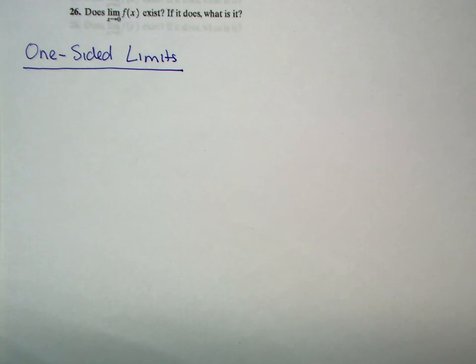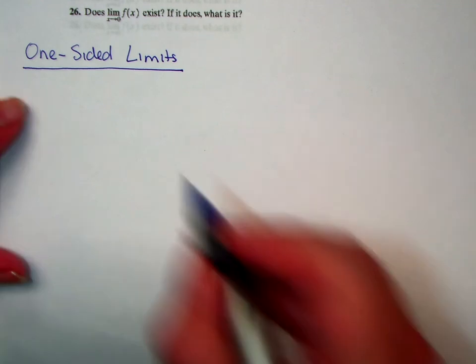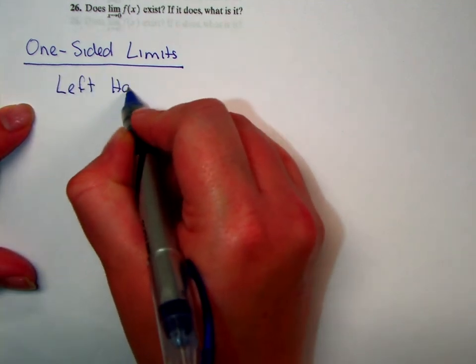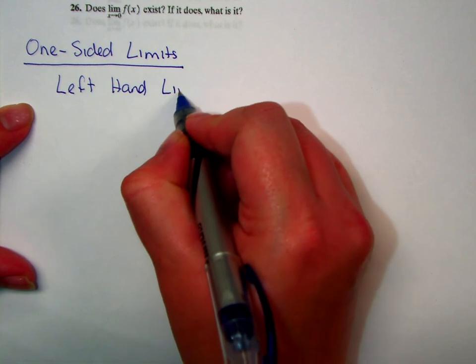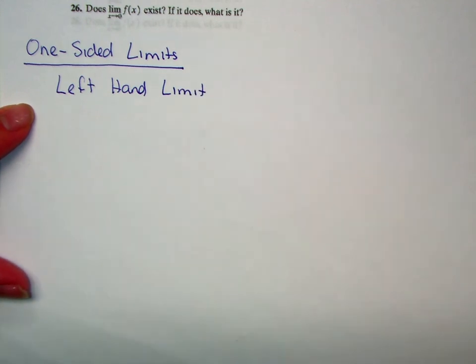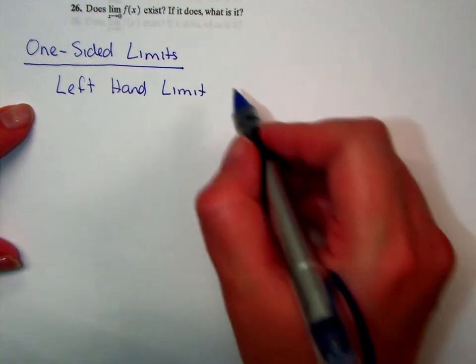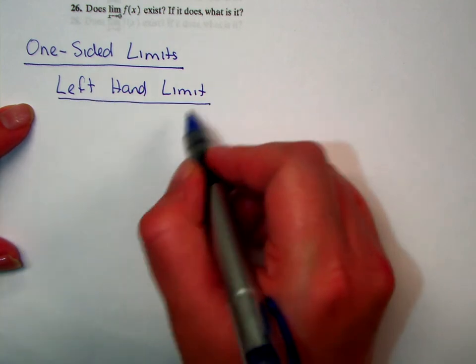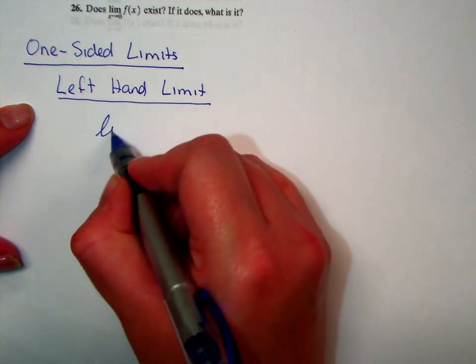The original limit definition, I call it, is a two-sided limit, right? We're looking at the right and the left, making sure they agree. On a one-sided limit, we're just looking at one side, okay? So we have what's called a left-hand limit. And on a left-hand limit, we're only looking at the left-hand side, right? So the left-hand limit is going to look like this.